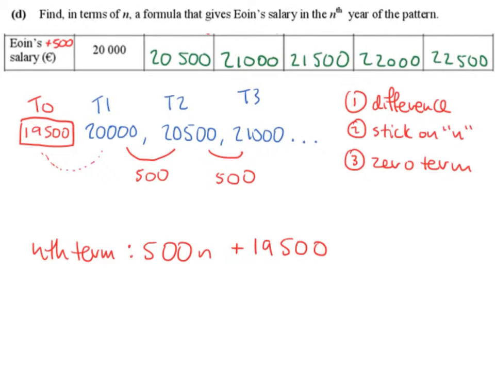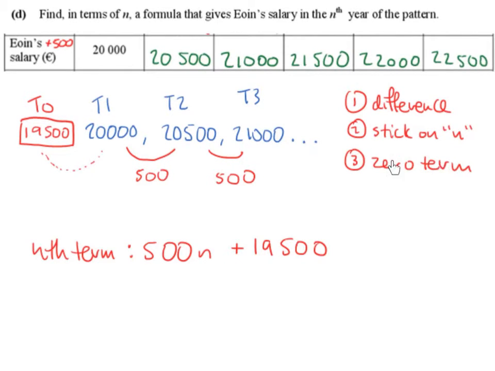So, Owen started off on 20,000. The following year he was on 20,500. The following year 21,000 and so on. So term 1 is 20,000. Term 2 is 20,500. Term 3 is 21,000 and so on. So to find the nth term of a linear or an arithmetic sequence, we can either use the formula in the formula tables or we can use the zero-term method.